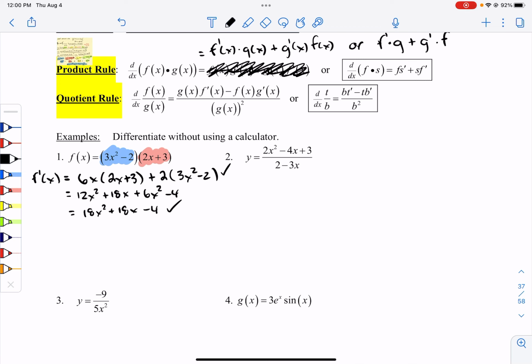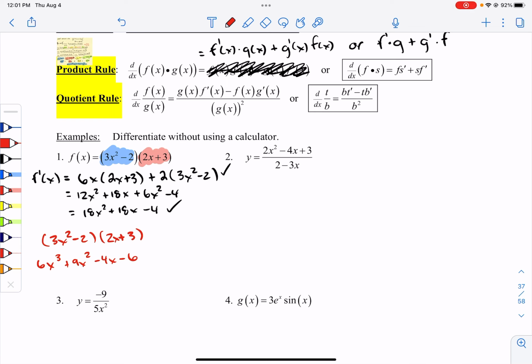I had a couple students last year that, even with the product rule, a lot of times did not like to use the product rule. So what they would do is they would actually FOIL, okay, I'm going to show you. They would take 3x squared minus 2 and 2x plus 3, and they would actually FOIL that out. So they would get 6x cubed, yeah, 6x cubed plus 9x squared minus 4x minus 6. So they would FOIL it all together, and then they would take the derivative.